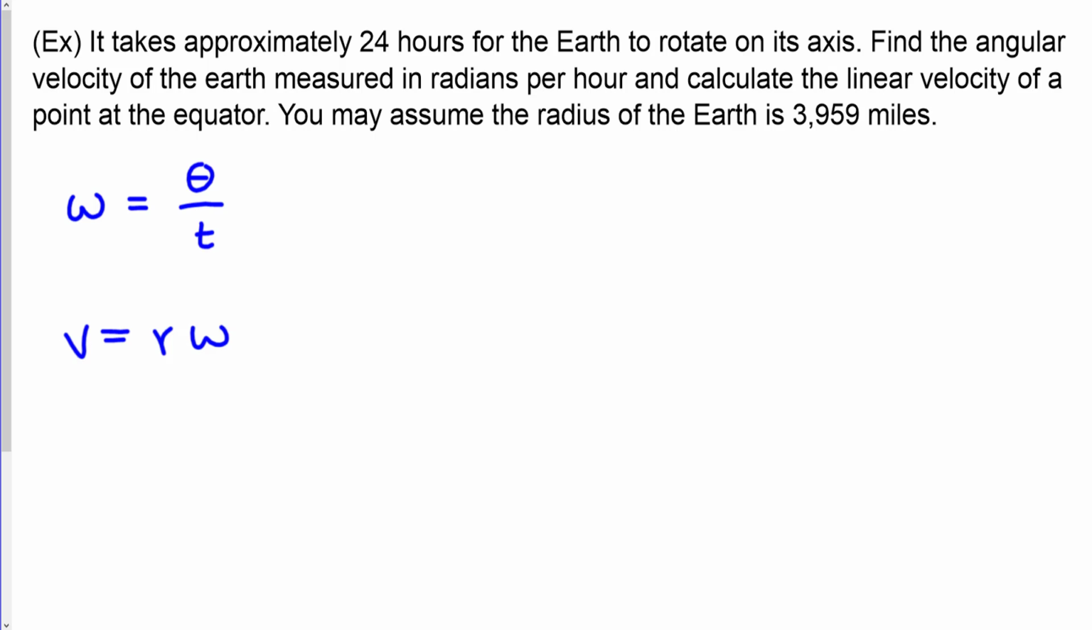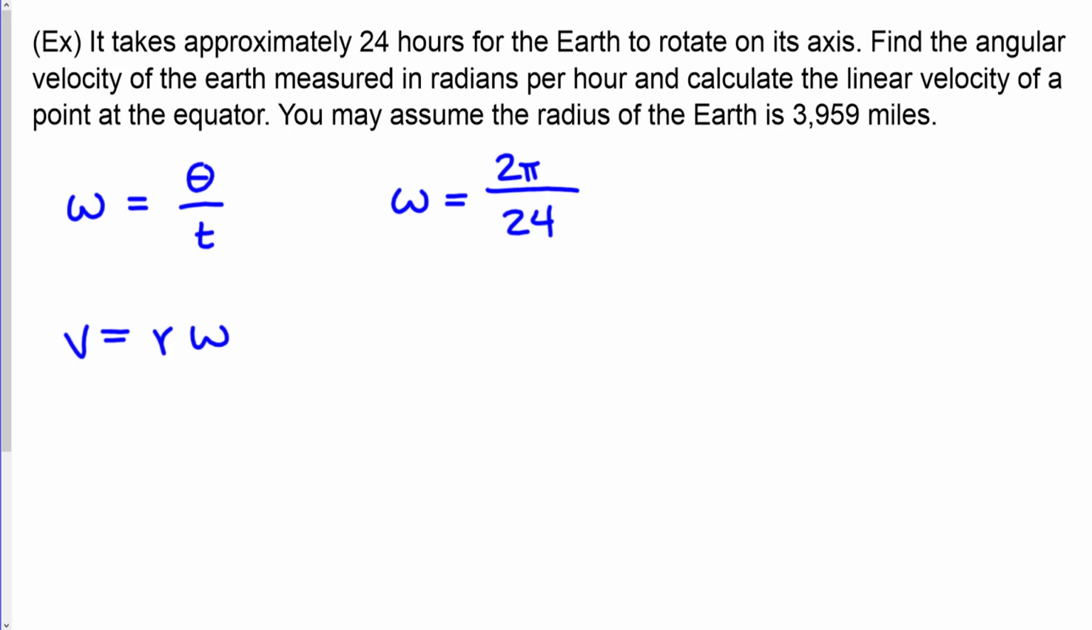So let's take a look at that. The angular velocity is the angle with which we rotate through and the amount of time it takes to rotate through that angle. We know it takes about 24 hours to do a complete rotation of the Earth, so that's what we're going to work with. An entire rotation would be 2 pi. I'm using radian measure here instead of degrees because all of these formulas require radian measure. The amount of time it takes to rotate through that angle is approximately 24 hours.